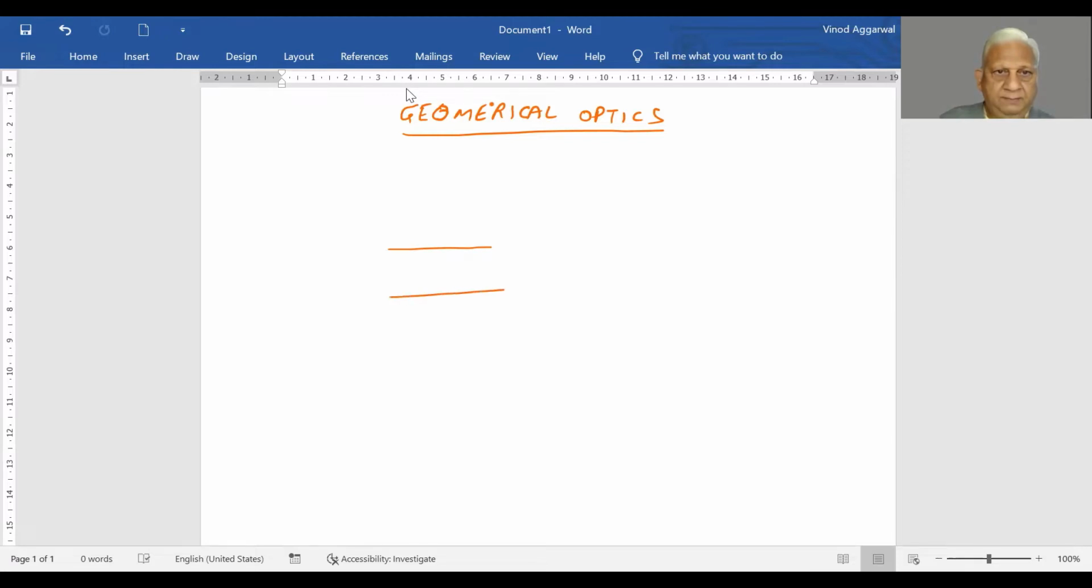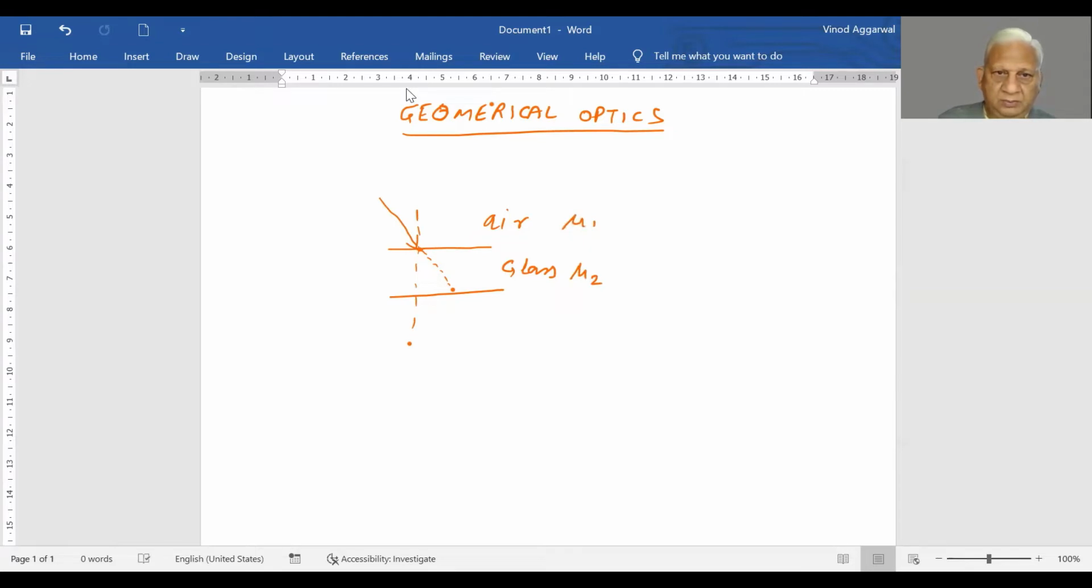You have a glass slab, an incident light strikes on it. This is a normal. If there is no media, it would have gone straight like this. But since, let's say this is air, this is glass, and this has a refractive index of μ2. Air has a refractive index of μ1.